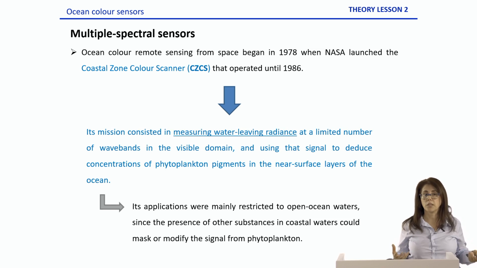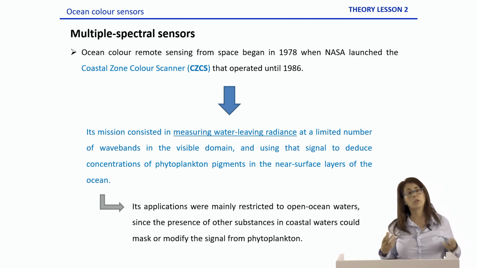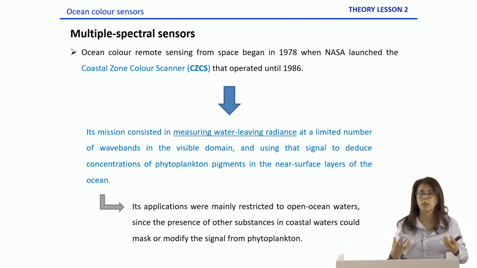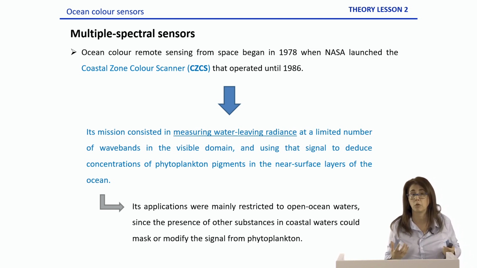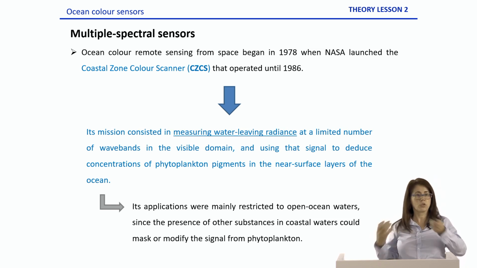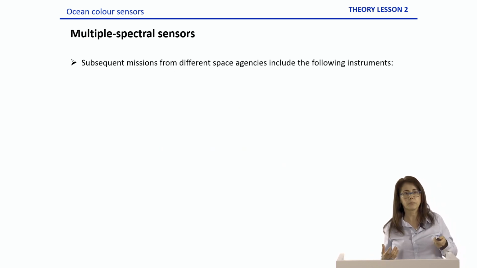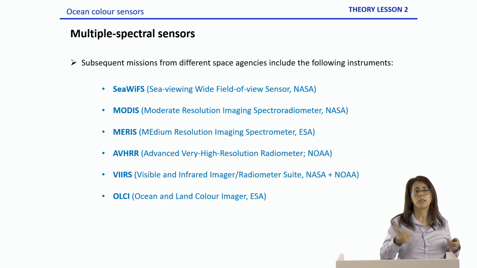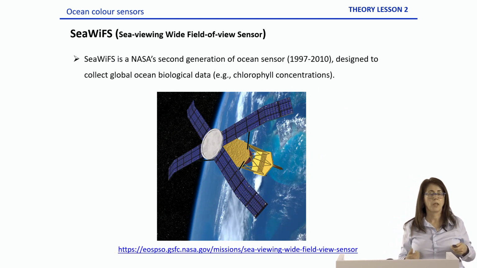Despite the name of this sensor, the applications were mainly restricted to open ocean waters because the presence of other substances in the more turbid coastal waters was either masking or modifying the signal from phytoplankton. So it was called Coastal Zone, but it was mostly used for open ocean waters. Subsequent missions from different space agencies include other instruments like, for example, SeaWiFS, MODIS, MERIS, AVHRR, VIIRS, OLCI. Okay, so let's go through them.